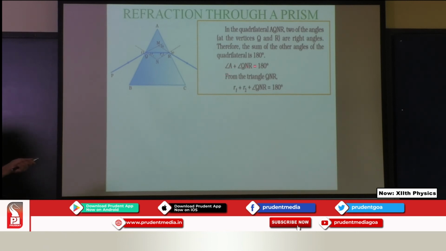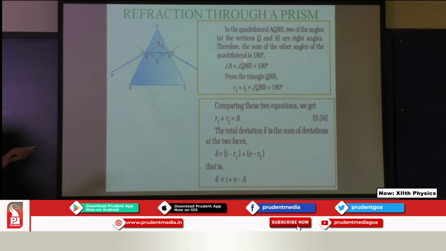Angle A plus angle QNR is 180 degrees. Now, take this particular triangle, that is QNR, and we know that sum of all the angles is 180 degrees. So, it is r1 plus r2 plus angle QNR equals 180 degrees.